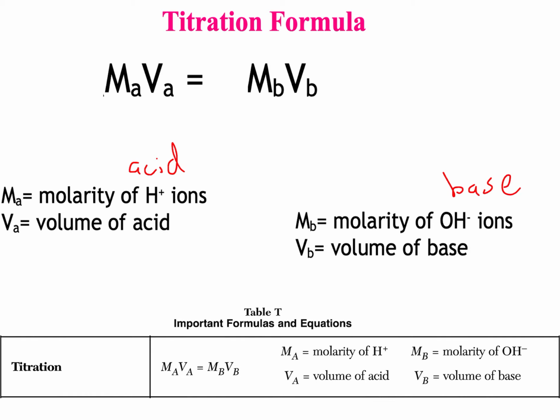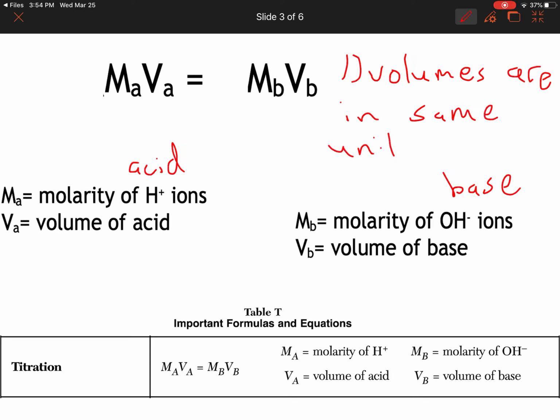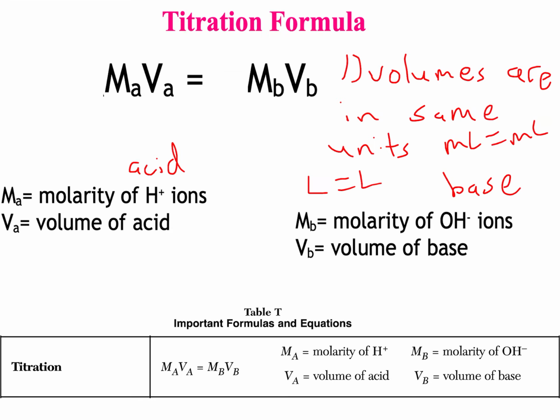So very simple formula. It's going to be easy peasy except for 2 things. We have to make sure that our volumes are in the same units. What I mean by that is if we have milliliters, we have to use milliliters. If we have liters, we have to use liters. It doesn't always have to be milliliters, doesn't always have to be liters. You just want them to be equal on both sides.